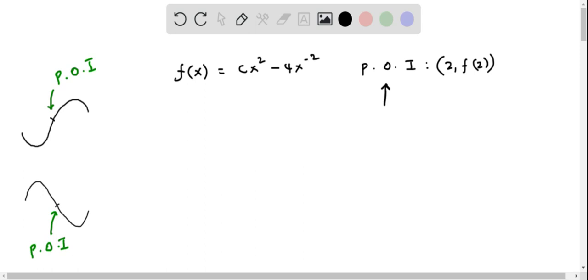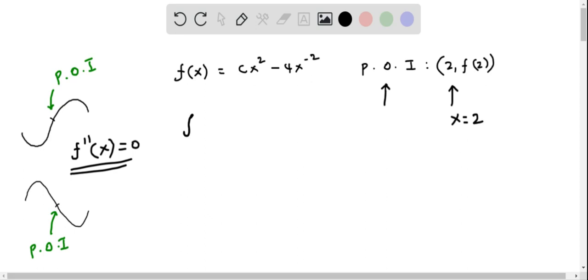So at the point of inflection, the second derivative of the function equals 0. Using this condition, and we know that it has a point of inflection at x equals 2, we are going to determine the value of c. So let's find the second derivative of the function.